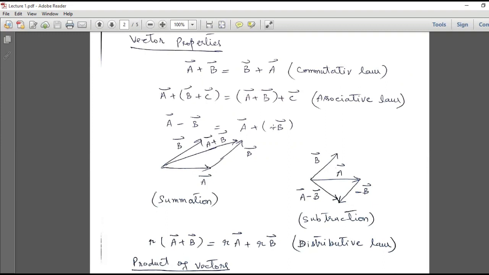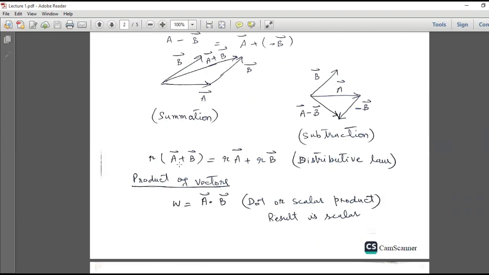Similarly, if we want to subtract vector B from vector A, then we will have to first evaluate the minus B vector and then add vector A to the minus B vector. So this is vector A, this is vector B. So the minus B vector will be lying over here. Now put the tail of the minus B vector over the head of the A vector, and the resultant vector A minus B will be evaluated by joining the tail of vector A with the head of minus B. So this is how we perform subtraction. Similarly, the distributive law is also obeyed by vector quantities. R is a scalar and A and B are vectors. So this will be equal to RA plus RB.